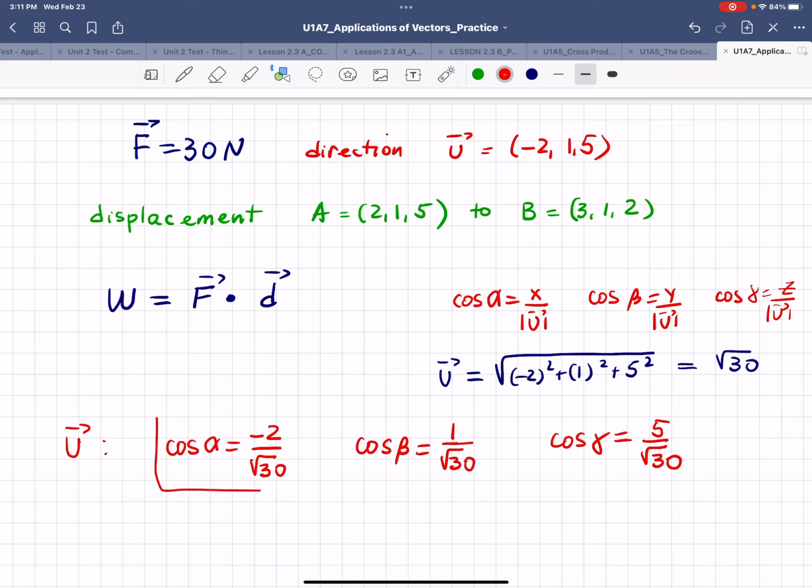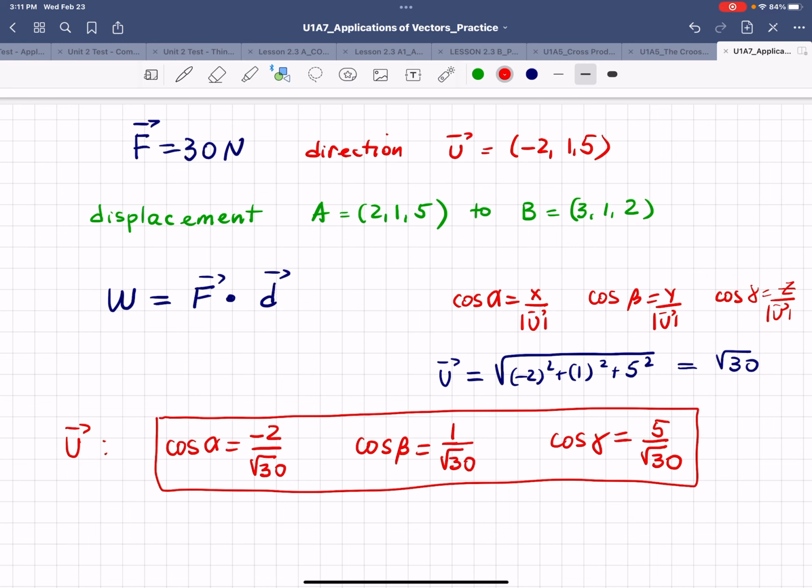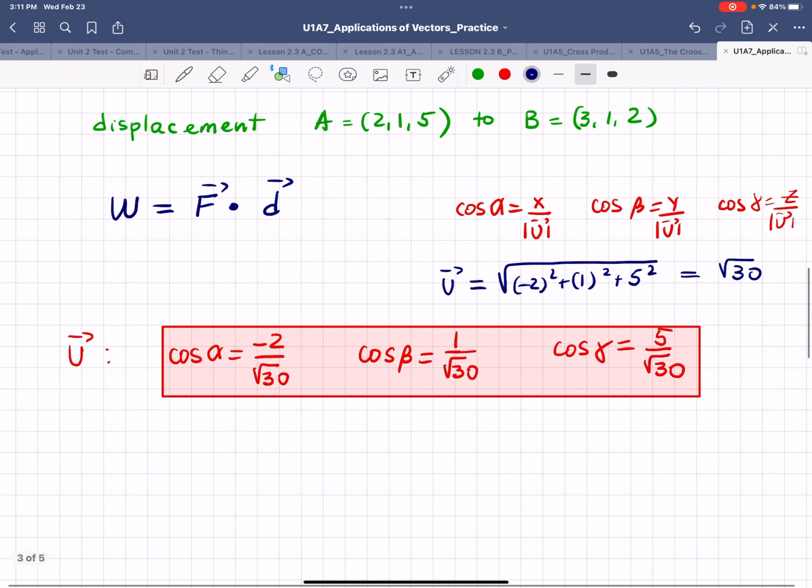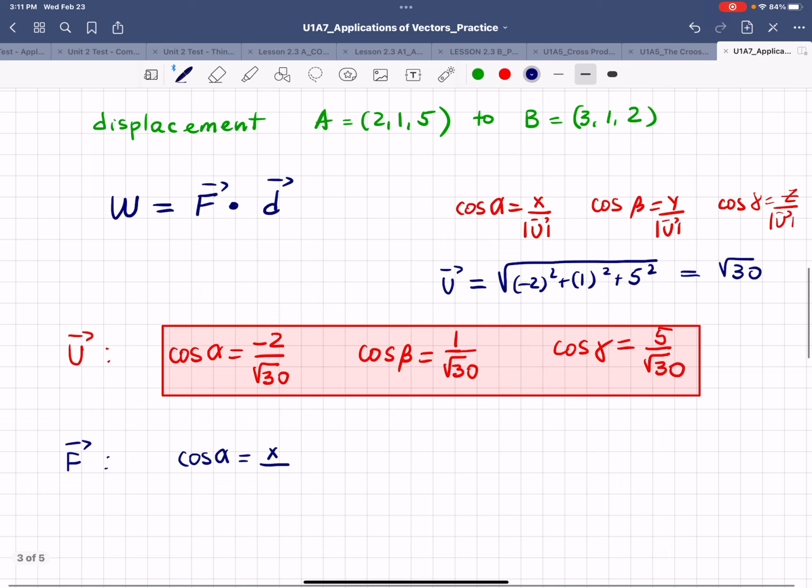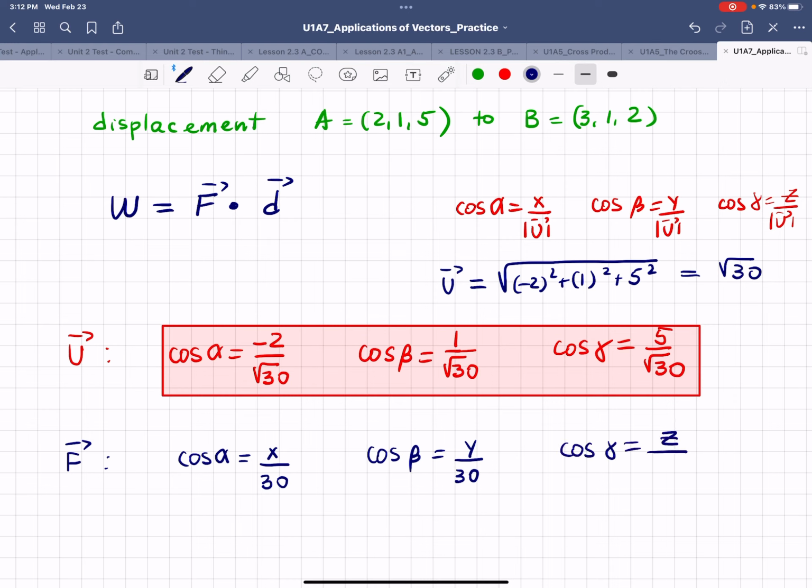Remember that if two vectors go in the same direction, their direction cosines must be the same. So now let's talk about the force F. If we knew the coordinates of force F, then cosine alpha would be the x-coordinate, which we don't know yet, over the magnitude of F, which is 30 newtons. Cos beta would be y, which we don't know yet, over 30. And cos gamma equals some coordinate z, which again we don't know yet, over 30.